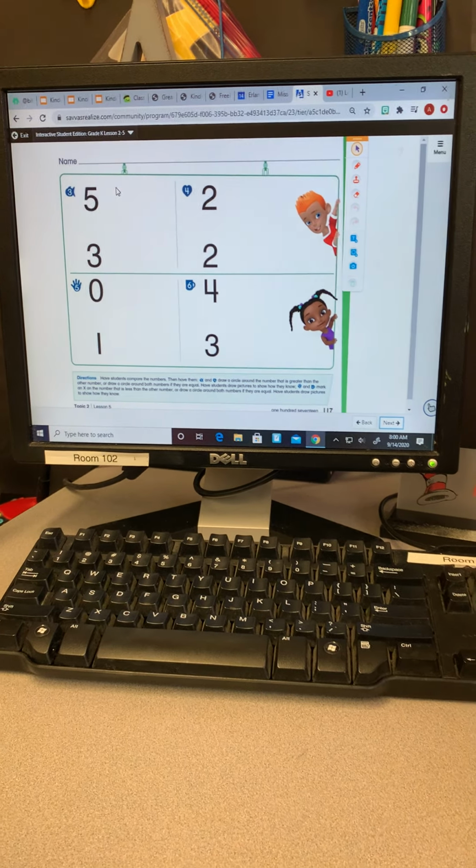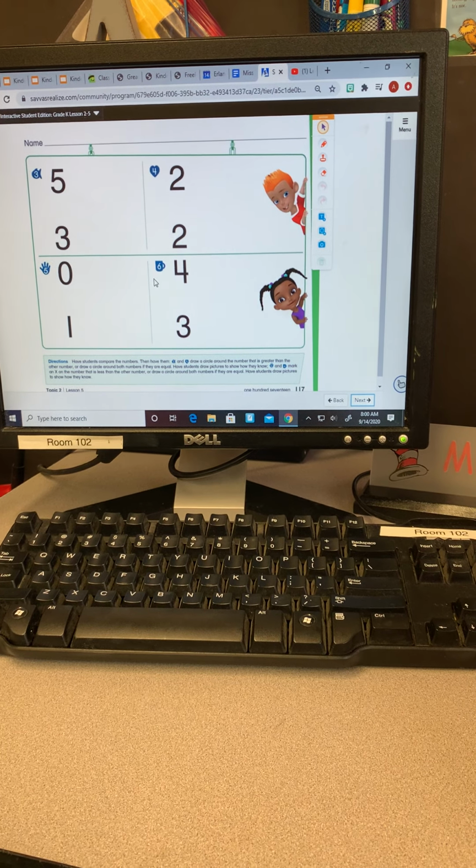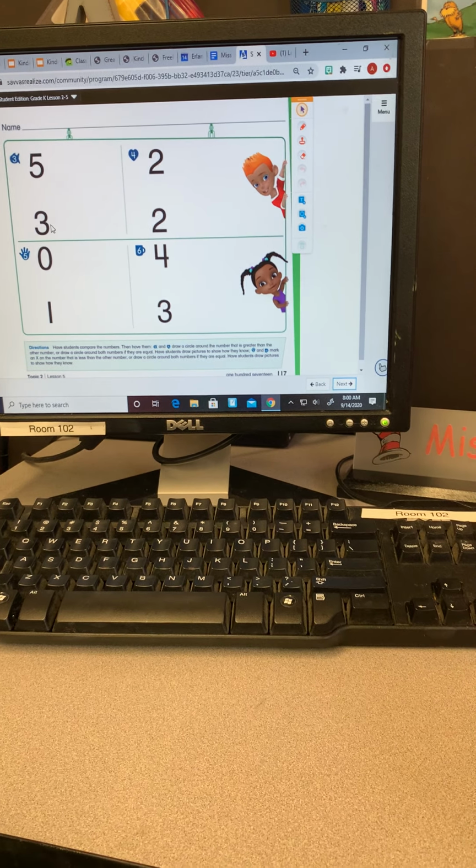Now remember, when the number is greater than the other, I want you to circle it. And if the number is less than the other, I want you to put an X on it.